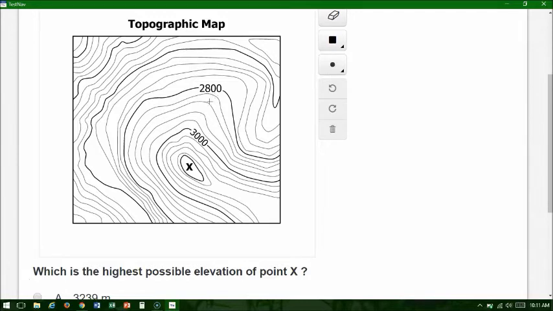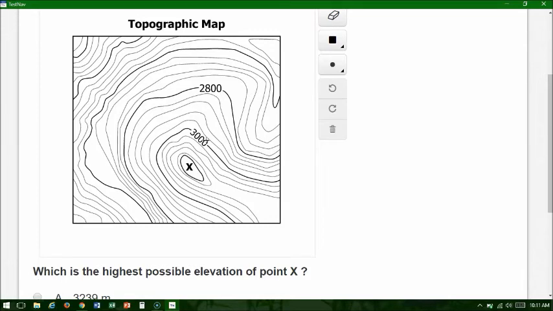And we have 1, 2, 3, 4, 5 lines to get us from 2,800 to 3,000. So 200 divided by 5, that tells us what each line is worth. So each line is worth 40. So if we count here from 3,000 to get to the X, we have 1, 2, 3, 4, 5 lines again. That means that this circle around the X is 5 times 40. That's 200 meters higher than 3,000.